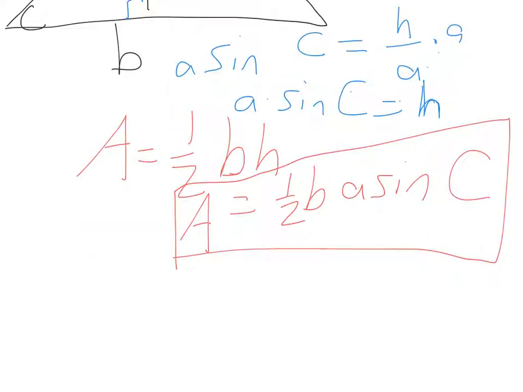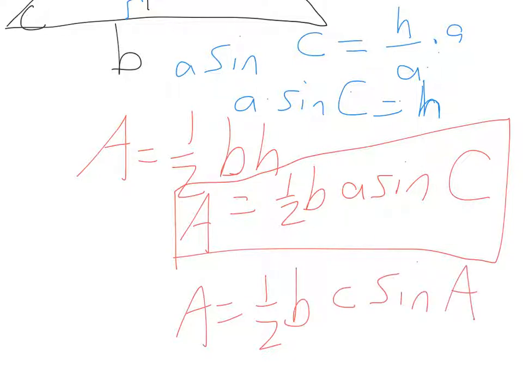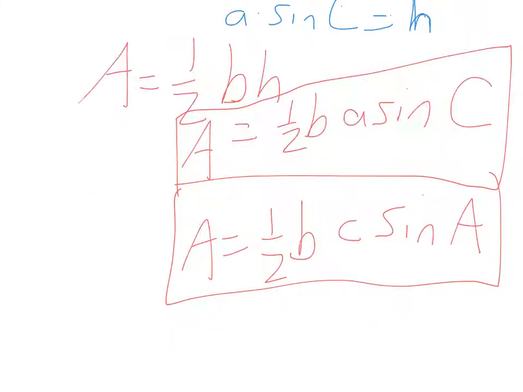Likewise, this formula can be rewritten as 1/2 times B times C times the sine of angle A. Whatever two sides you're looking for, you include the angle that's in between the two sides. Likewise, the third way you can rewrite this formula is 1/2 times A times C times the sine of angle B.